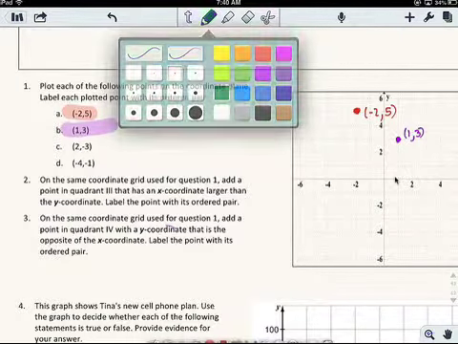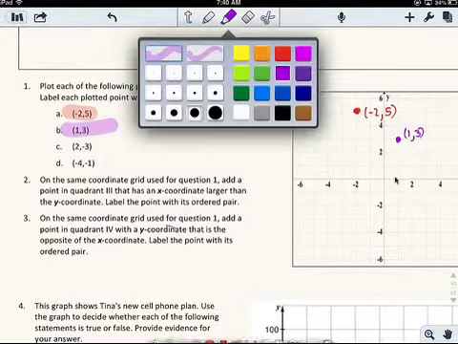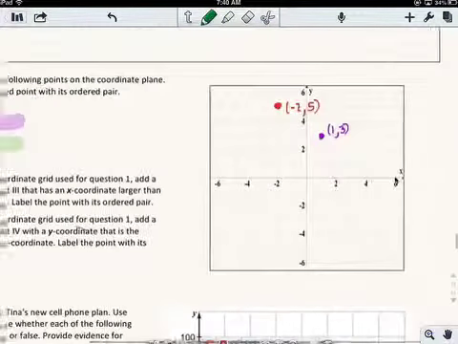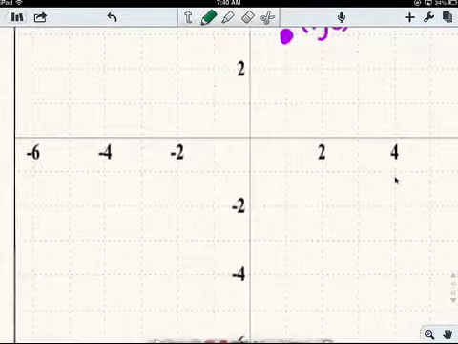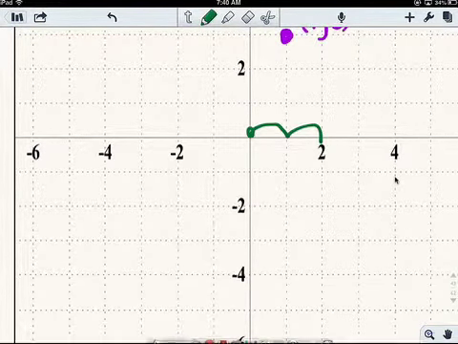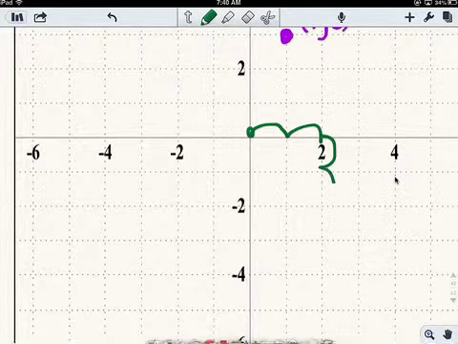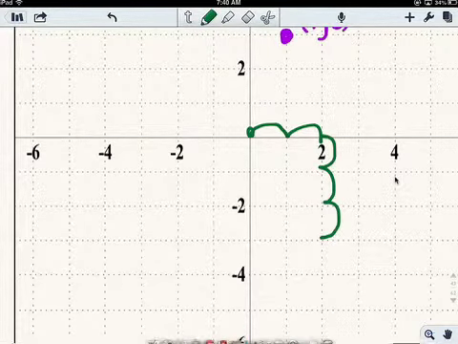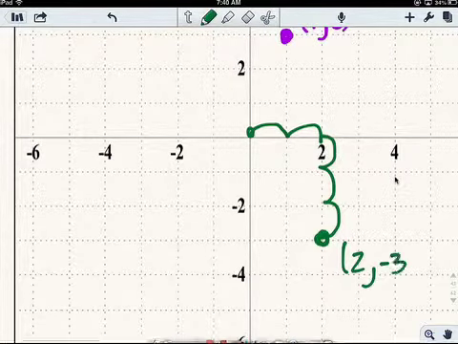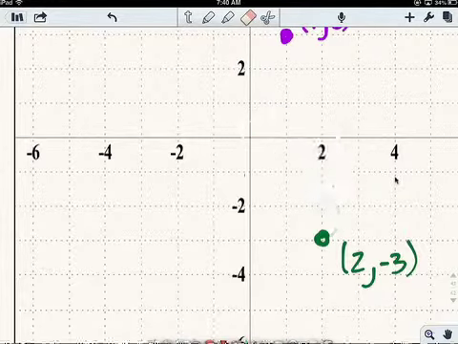Let's go with green. So 2, -3. So 2, -3 means from the origin go over 1, 2, and then down 1, 2, 3. And then I'll make my point. So that is 2, -3. That literally says right 2, down 3 from the origin.